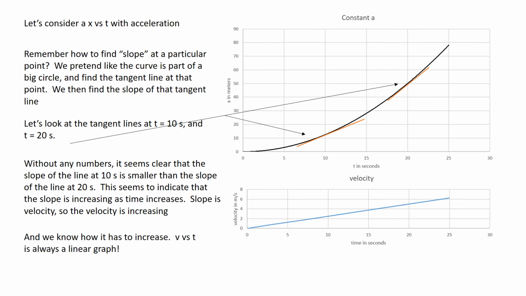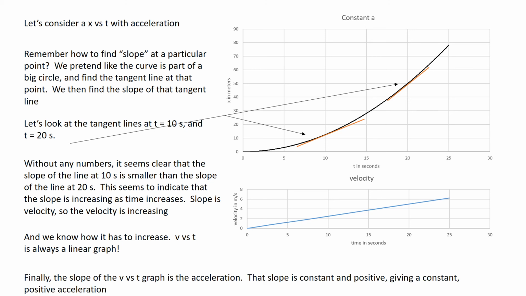We actually know how it has to increase. The velocity versus time equation is a linear equation, so the graph of v versus t has to be a linear value. Finally, if I took the slope of the v versus t graph, I would get the acceleration. Looking at my v versus t graph, it looks like I have a constant positive slope. That means my acceleration is a constant positive value.